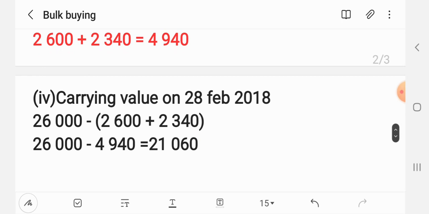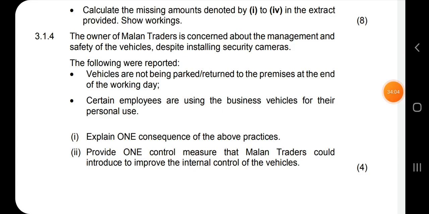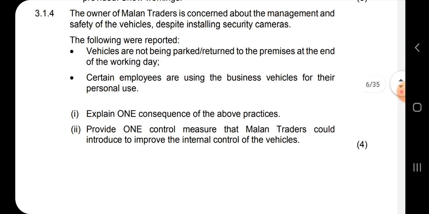Very important. And then here it says the owner of Malan Traders is concerned about the management and safety of the vehicles. Despite installing security cameras, the following were reported: vehicles are not being returned to the premises at the end of the working day. That's number 1. Number 2, certain employees are using the business vehicles for their personal use. Give one consequence of the above practice.